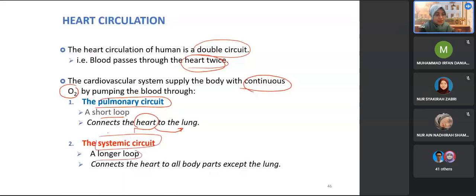Okay, so because it is a longer loop, the chamber of the heart that will pump the blood into the systemic circuit, the chamber of the heart that is responsible to exert the high pressure of the blood to flow out of the heart, is the left ventricle. Okay, so the left ventricle, because it has a thicker wall, the contraction of the left ventricle will exert a high blood pressure, so that the blood will flow efficiently in the systemic circuit, which is the longer loop. Okay, so it connects the heart to all body parts except the lung.